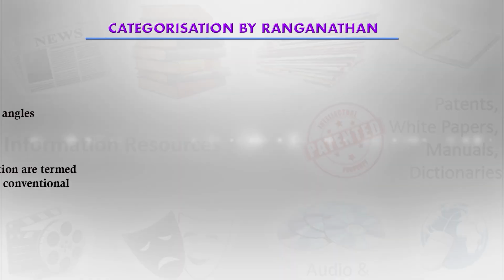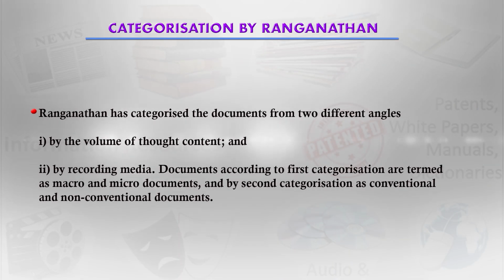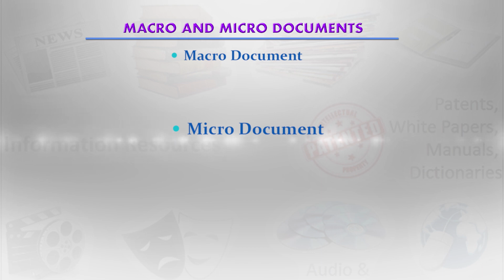Then comes the categorization as given by Dr. S.R. Ranganathan. Ranganathan has categorized the documents from two different angles. First, by the volume of thought contents, and second, by recording media. Documents according to first categorization are termed as macro documents and micro documents, and by second categorization as conventional and non-conventional documents. So, now we will see the categorization as given by Dr. S.R. Ranganathan. First, he categorized into macro and micro documents.